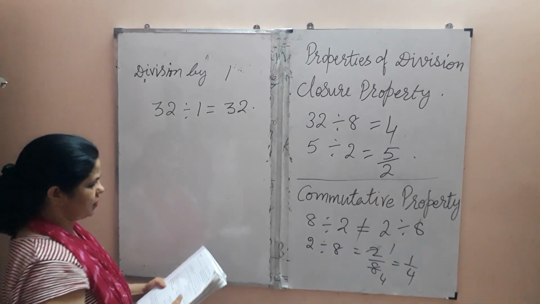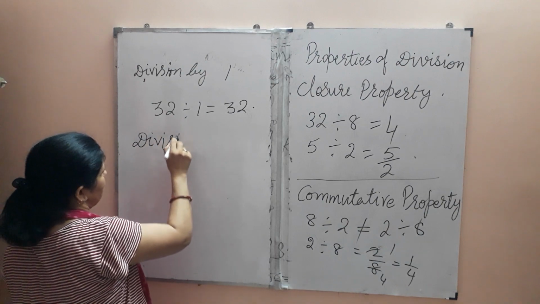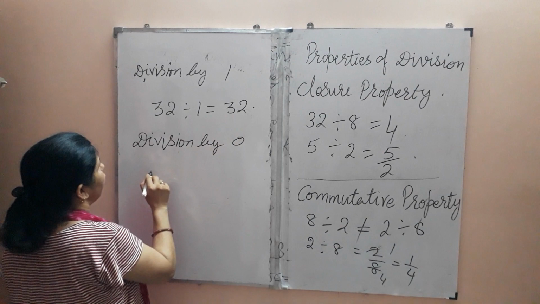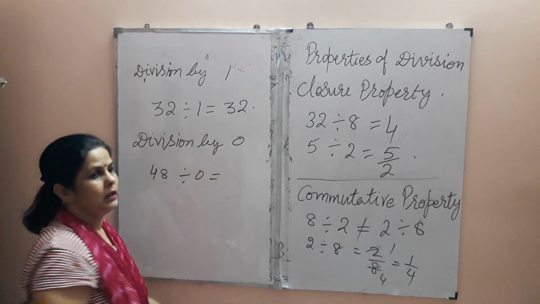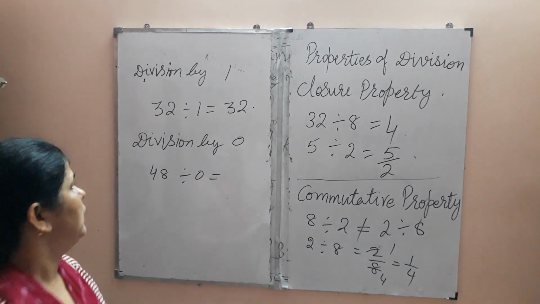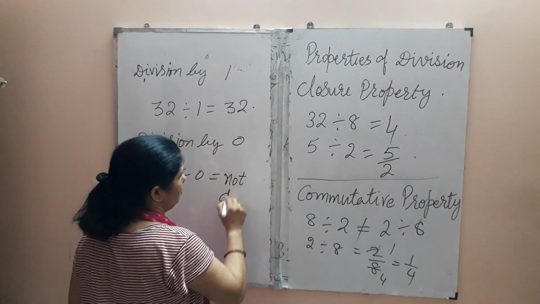Second is division by 0. If we divide any number by 0, can we divide any number by 0? It is not defined. Why?